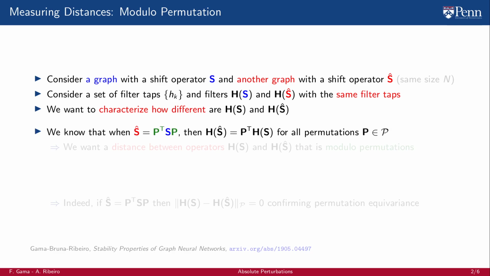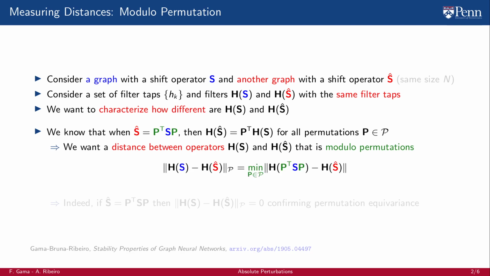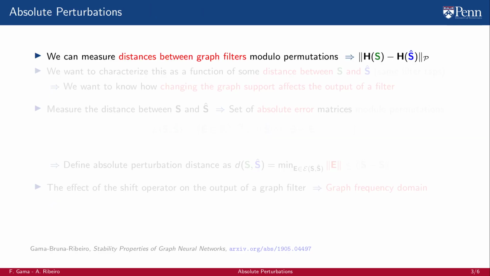What we know is that if S hat is a permutation of S, then the output of the filters has to be the same. What this suggests is that we want to measure the distance between filters so that it is measured modulo permutations. Essentially, we compute the operator norm between the filters, finding the permutation of one of the shift operators in such a way that this norm is minimum. This gives us the distance between operators modulo permutations. Now we can measure distances between graph filters modulo permutations.